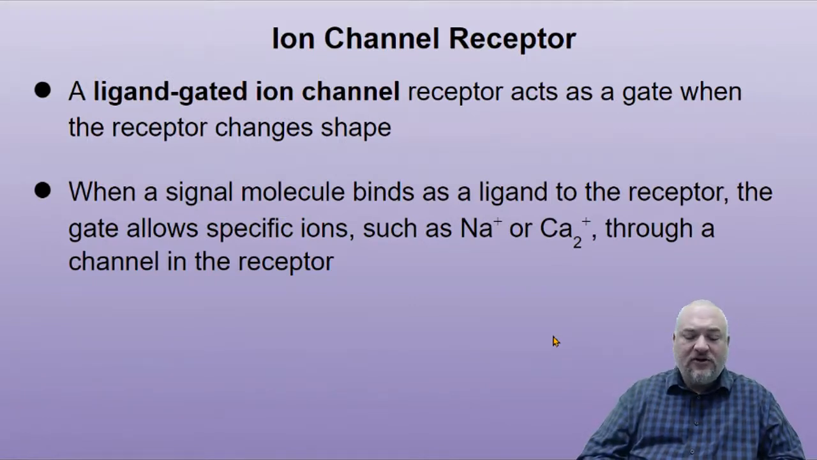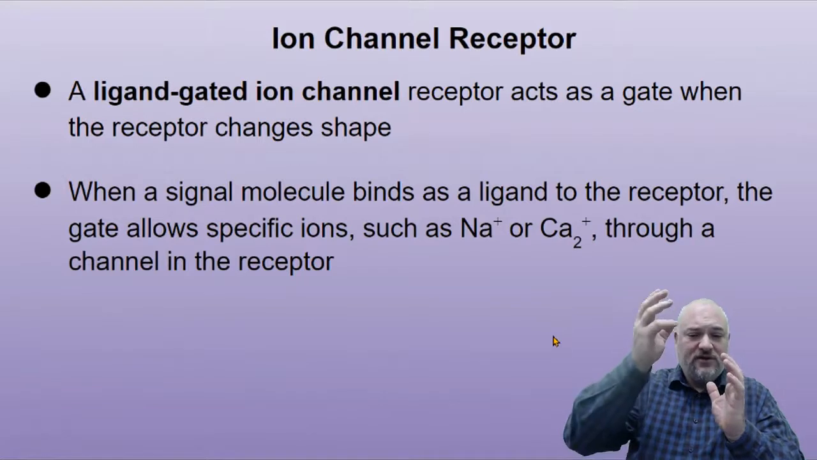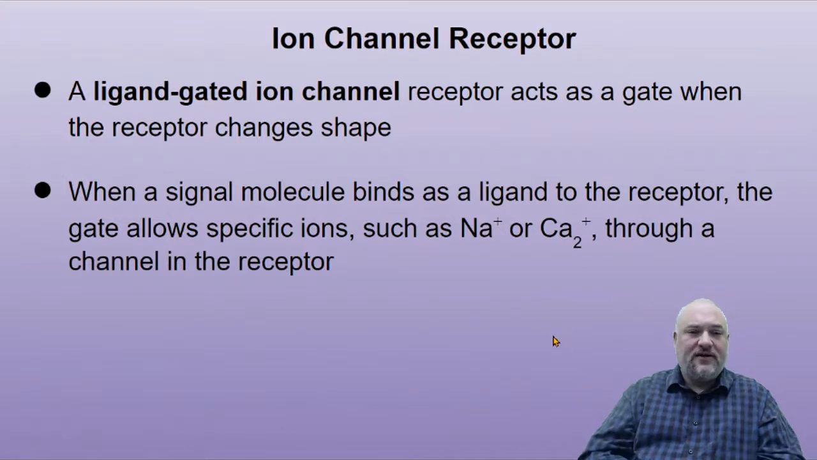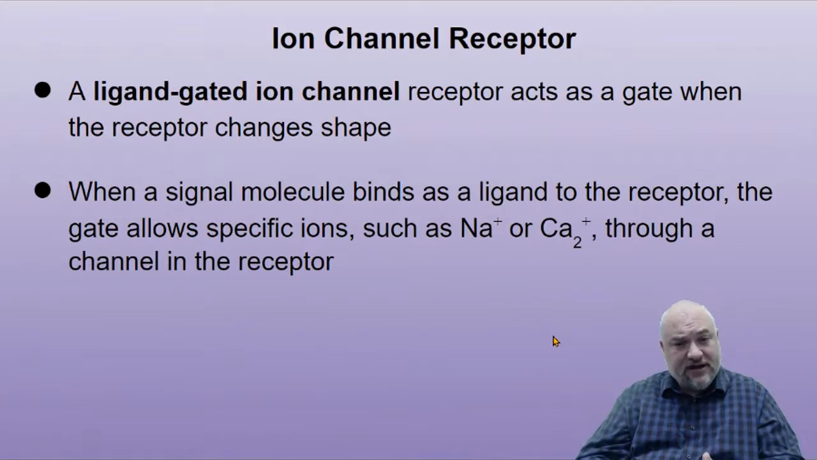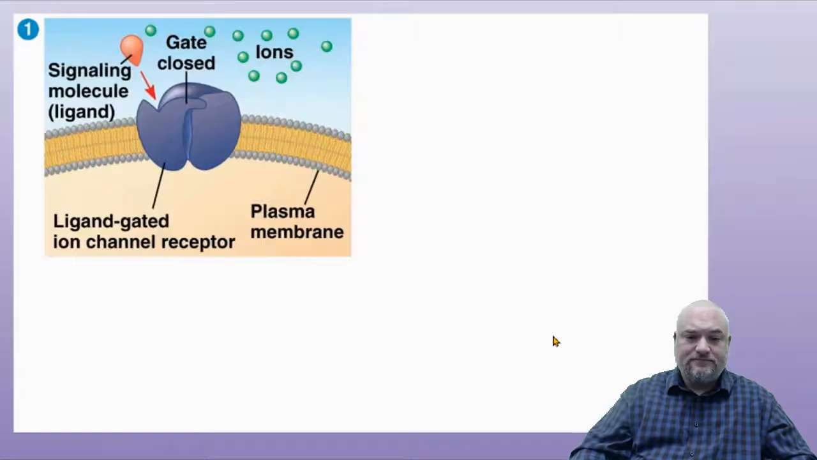So when a signal molecule binds to the receptor, the gate will open up and allow the specific ion, like sodium or calcium, to rush through the channel in the receptor, down its concentration gradient, and that'll generate some form of a change in the cell.